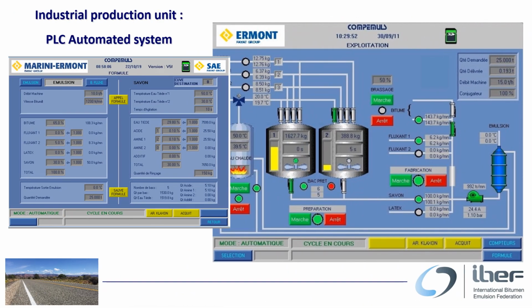Of course, our units can be fitted with a full computerized system which help to control the dosage and the quantities. With the help of the PLC, the operator can focus on quality and safety. The operator selects the formula of emulsion and the quantity he needs, and the system manages the complete operation, start, production, and stop of the unit.